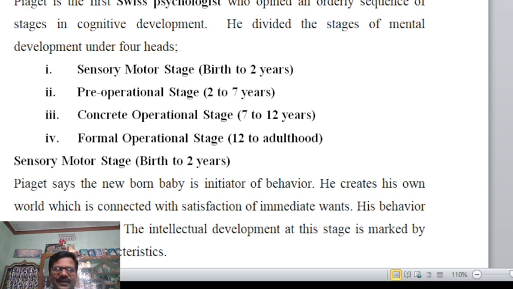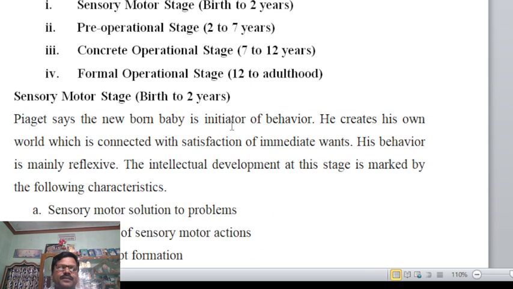In other words, the concrete operational stage comes at the later childhood period, right? And next is the formal operational stage, the fourth and last stage of cognitive development according to Jean Piaget. That duration is 12 to adulthood. It means 12 up to 19. That is the teenage, the adolescence period. Let us discuss how cognitive development occurs in different stages of life.